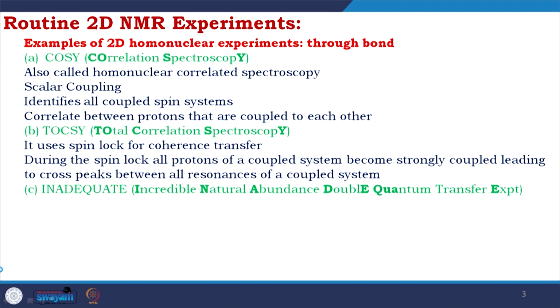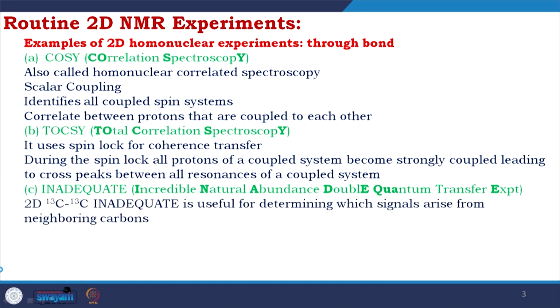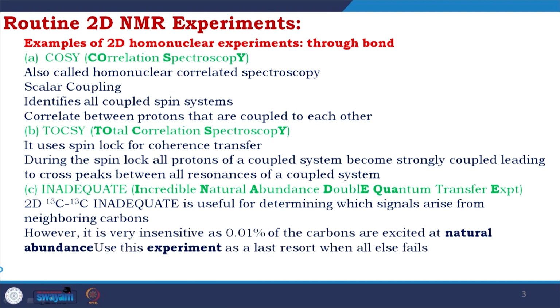INADEQUATE, the incredible natural abundance double quantum transfer experiment. Here it is 2D 13C-13C. INADEQUATE is useful for determining which signals arise from neighboring carbons, as we have already talked about. The 13C signal is weak. However, it is very informative, as 0.01% of the carbons are excited at natural abundance. Use this experiment as a last resort when all the other correlations fail.